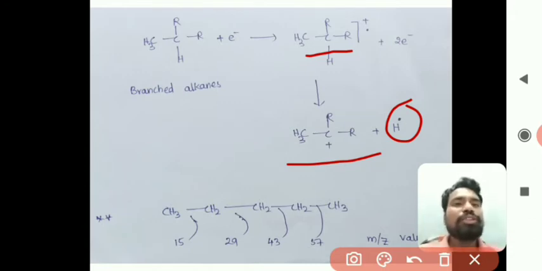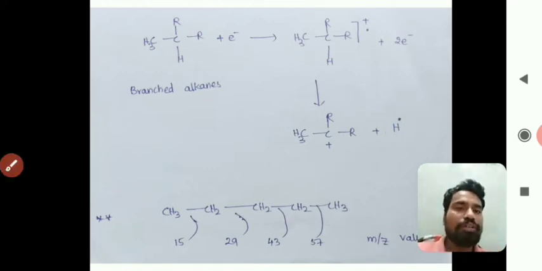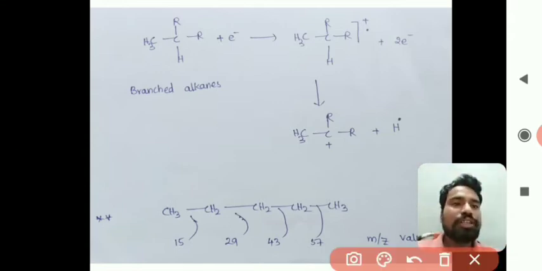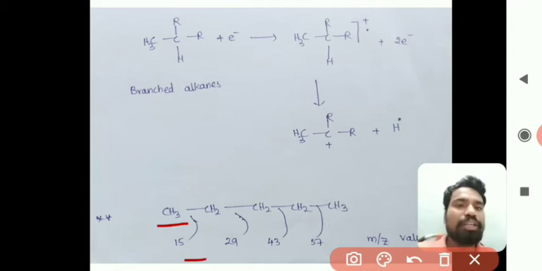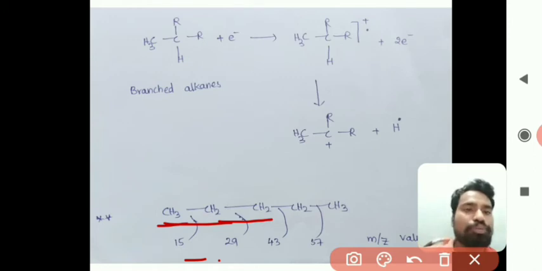Okay, so this is the process in the case of branched chain alkanes. Observe here, this is one simple thing. CH3 has a mass value of 15, CH3CH2 is 29, CH3CH2CH2 propyl is 43, CH3CH2CH2CH2 butyl is 57, and pentyl is 71, and that depends upon the cation.